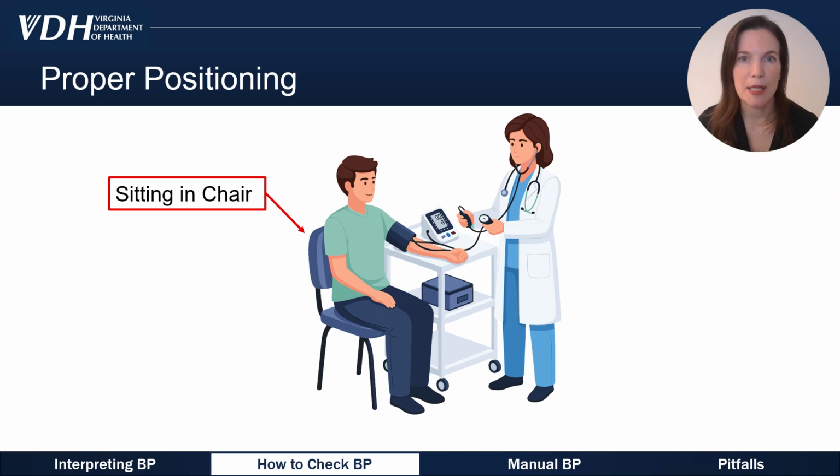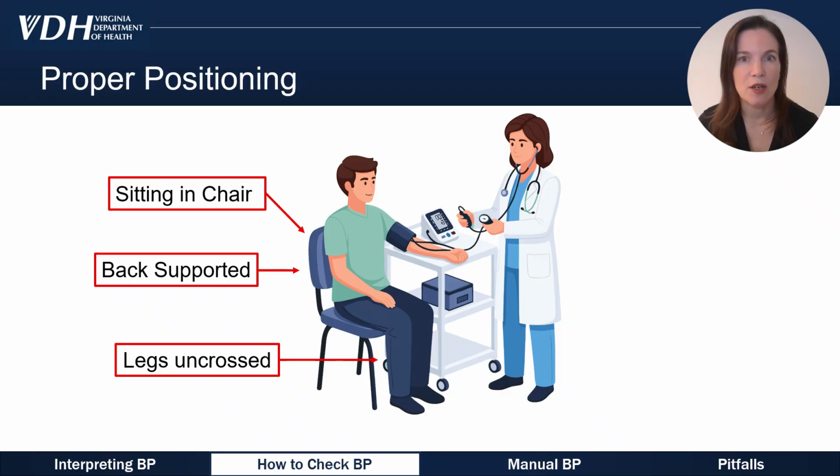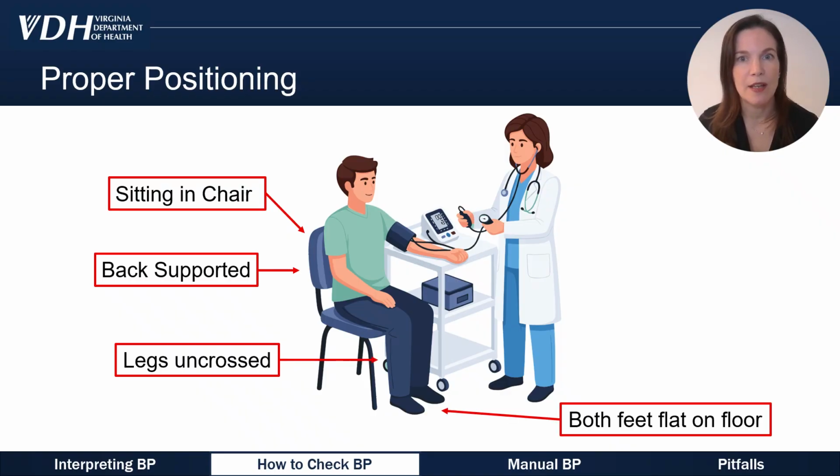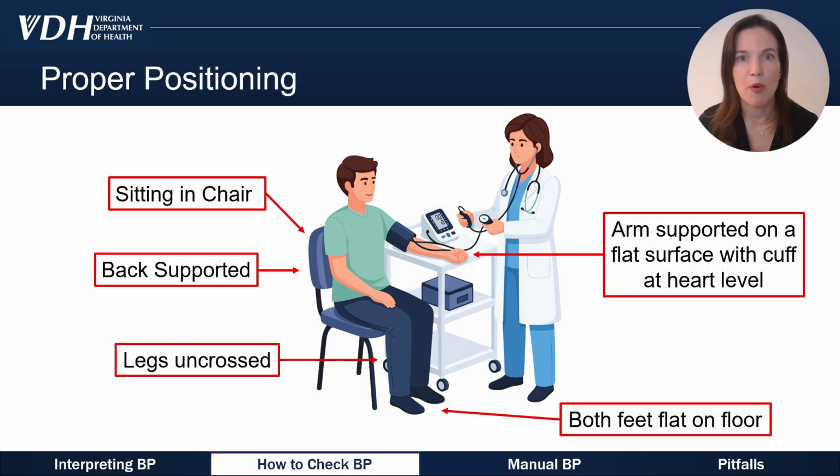Proper positioning is also very important. The patient should be sitting in a chair, not on the exam table. Their back should be supported. Their legs should be uncrossed with both feet flat on the floor, and their arms should be supported on a flat surface with the palm facing up and the cuff at heart level.